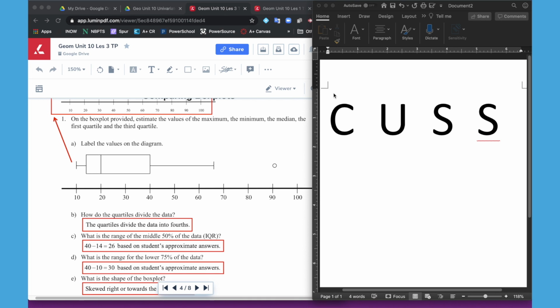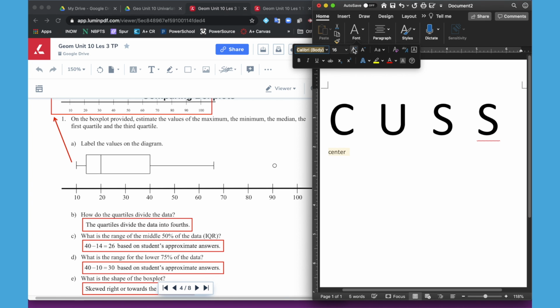In statistics, we do what is called CUSS the graph. Some people use SOX the graph, but students kind of like to say CUSS the graph. The C stands for center. And the center of the graph can be the median if you're talking about a box plot. It can be the mean if you're talking about a histogram, whatever information you've been given. So the center of the graph.